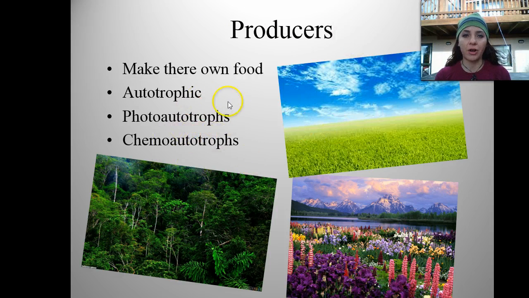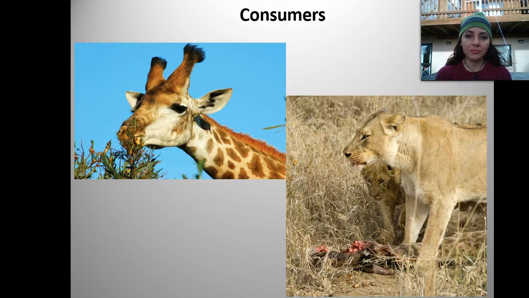We have photoautotrophs, which get their energy from the sunlight, and we have chemoautotrophs. These are organisms such as bacteria that are found in hydrothermal vents way down deep at the bottom of the ocean. So for now, we're going to focus on the photoautotrophs, such as grass, trees, and flowers. Any type of plant would be classified as a photoautotroph because they're going to be using energy from the sun.